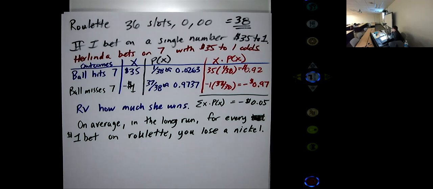Notice nickel is not one of the outcomes. She can either win $35 or lose $1. So oftentimes these average outcomes are not even possible outcomes. That doesn't seem like a lot. Most people don't bet $1 when they play. They bet $5, $10, $20, something like that.